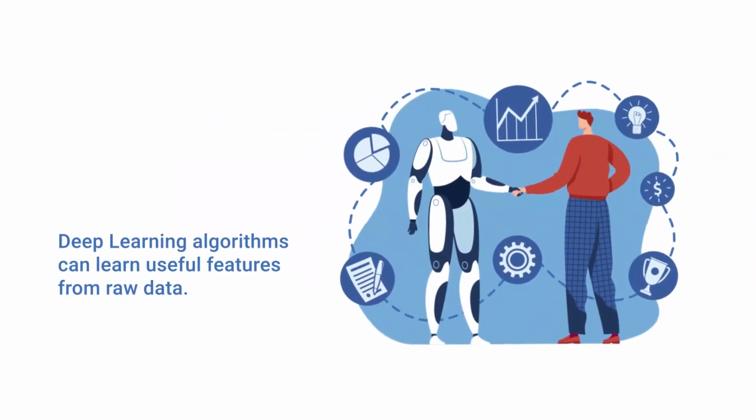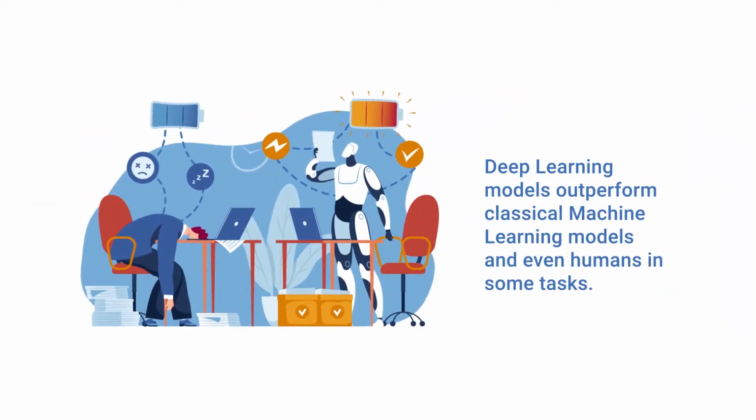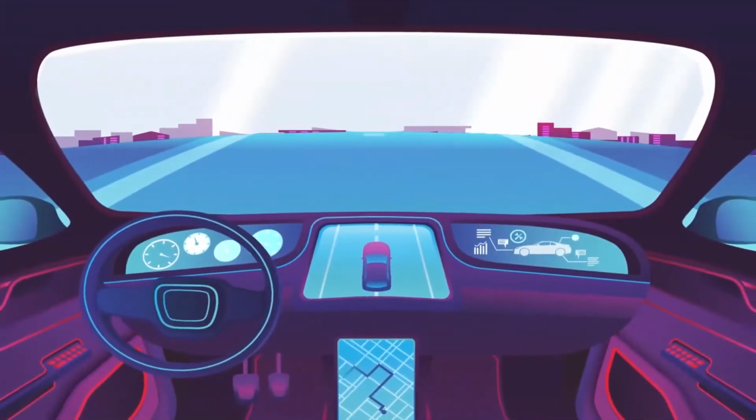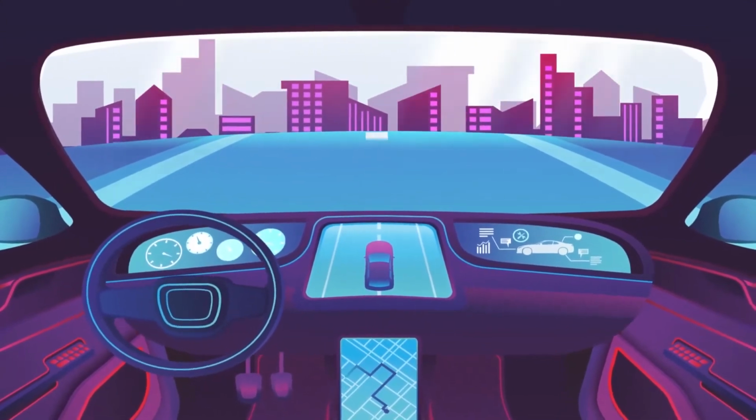Deep learning algorithms can learn useful features from raw data. Deep learning models outperform classical machine learning models, and even humans in some tasks. Deep learning is the key technology behind driverless cars and many other advanced tools.